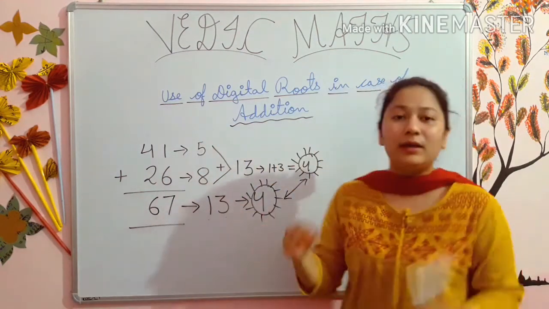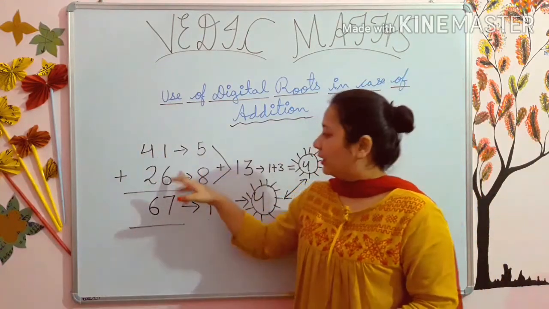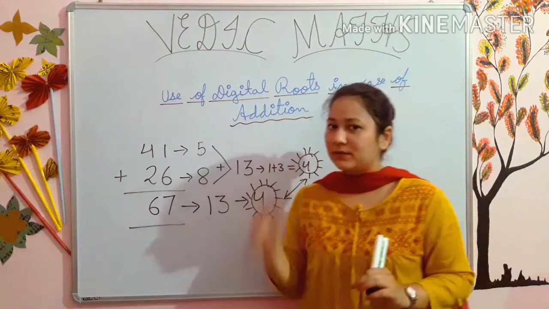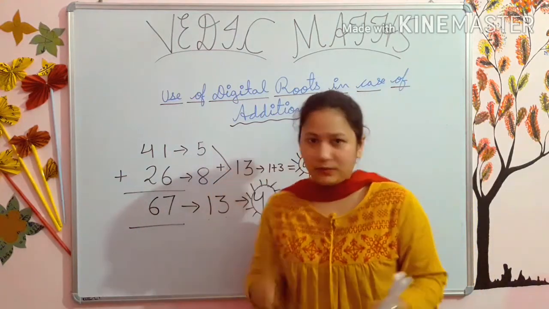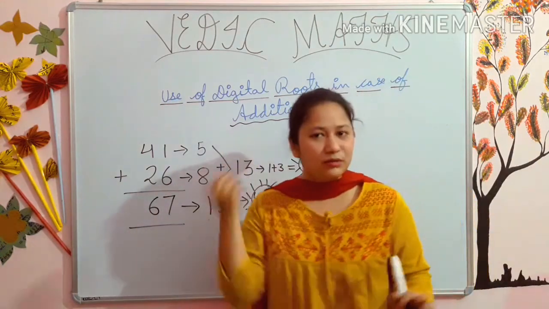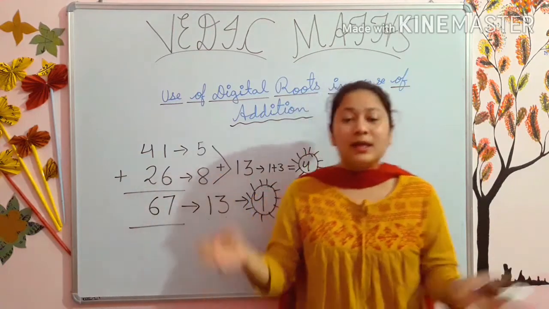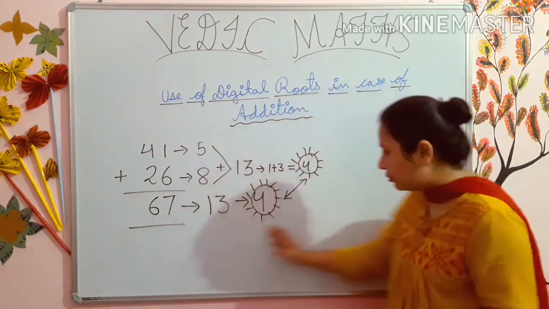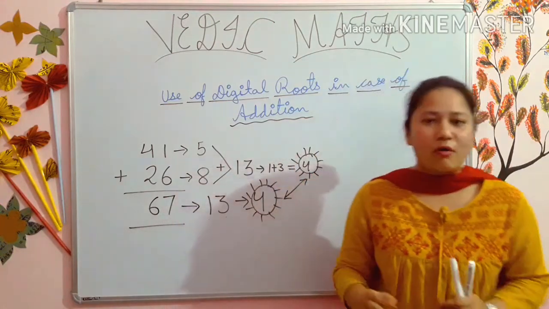These things you can do orally. See, 4 plus 1, 5, 6 plus 2, 8, 8 plus 5, 13, 13's digital root is 4, and 6 plus 7 is 13, 13's digital root is 4. And 4 and 4 are the same. So your answer is right. These calculations which I have shown you here, you can do in your mind if your addition is strong.